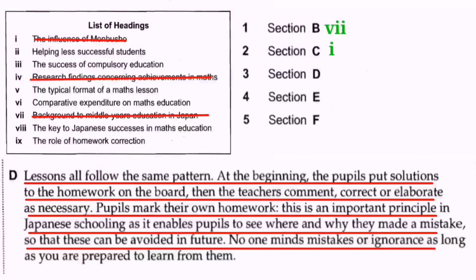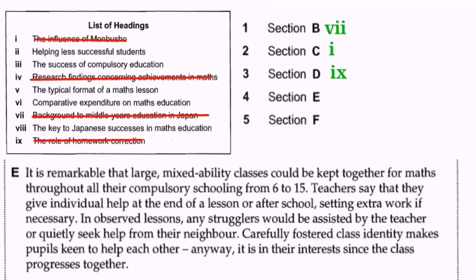Let's go to the list of headings. Heading number 9, the role of homework correction. So this is the right heading for question number 3. So we can cross heading number 9 in the list and we can write Roman 9 in front of question number 3. Let's read the section E.